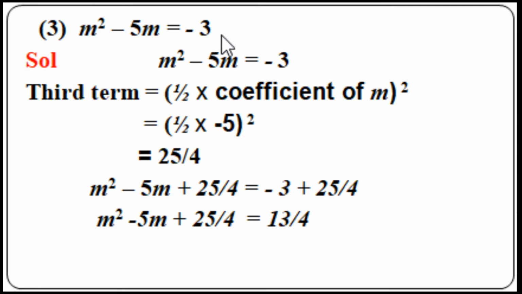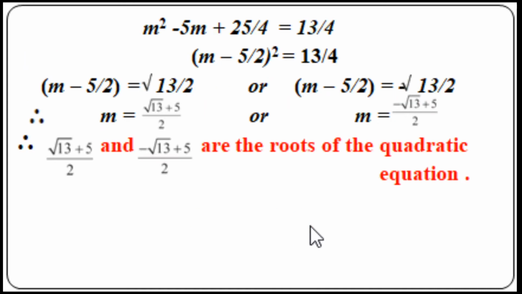m square minus 5m is equal to minus 3. Then use the formula: third term is equal to half into the coefficient of m the whole square, 1 upon 2 into minus 5. The coefficient of m is minus 5, so it is minus 5 upon 2. The square of minus 5 is 25, the square of 2 is 4, so we get the third term as 25 upon 4. Add this term to both sides. m square minus 5m plus 25 upon 4 is equal to minus 3 plus 25 upon 4. Solving the right hand side, 3 fours are 12, minus 12 plus 25 we get 13 upon 4. So m square minus 5m plus 25 upon 4 is equal to 13 upon 4.